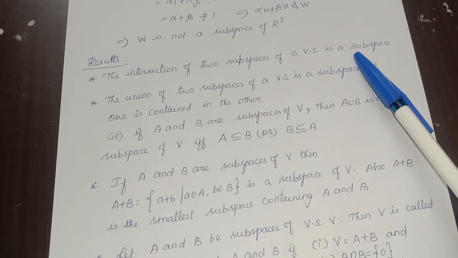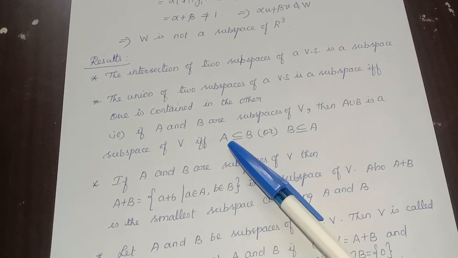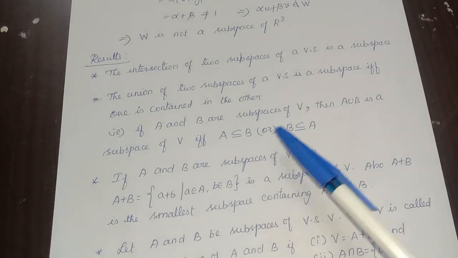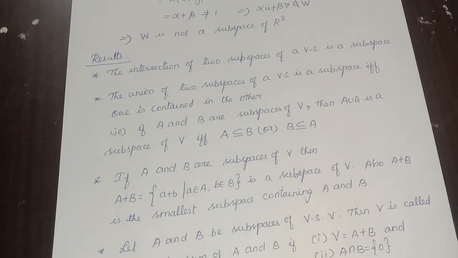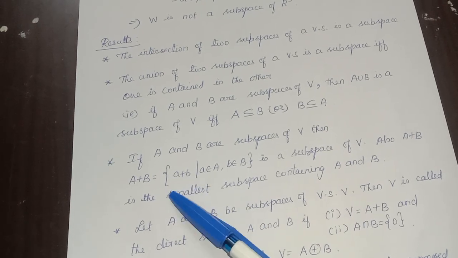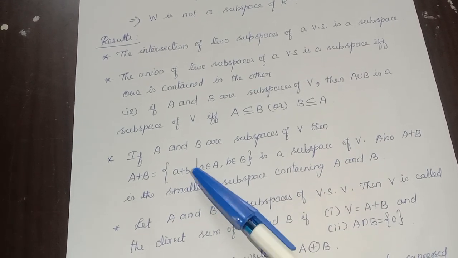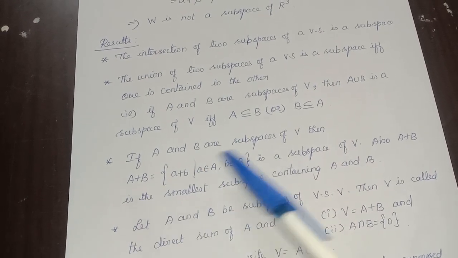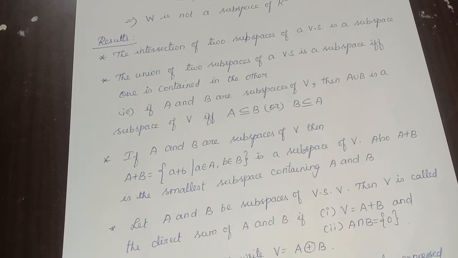For intersection no condition is required. Obviously the intersection of two subspaces is a subspace. But for union, either one should be a subset of the other. In that case only the union will become a subspace. Otherwise the union is not a subspace. Next one, A plus B. If A and B are subspaces, then A plus B is also a subspace, and this is the smallest subspace containing both A and B. So this is a superset which contains both A and B, and this is the smallest such subspace.